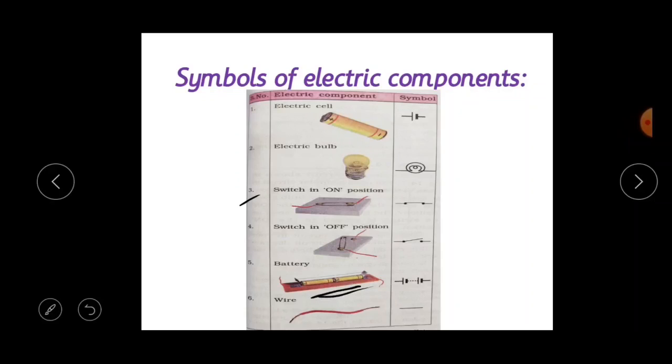Okay. Here, this is the symbol of battery. Here you can see this is one cell which is connected to another cell. Can you see here? This is one cell which is connected to another cell. Isn't it? First one, second one. So this is called the battery.